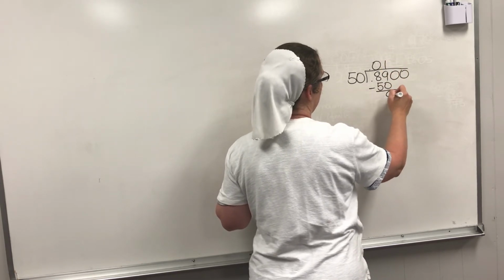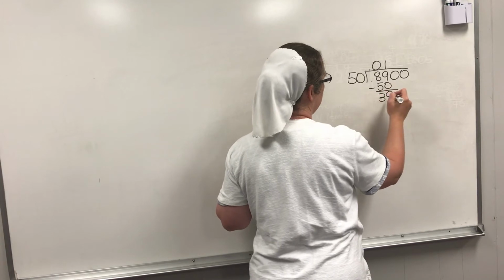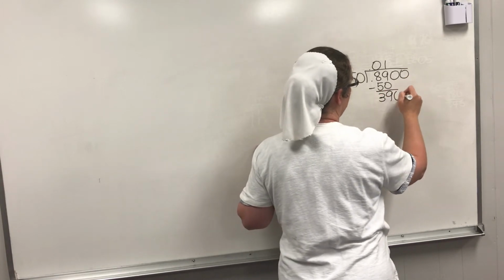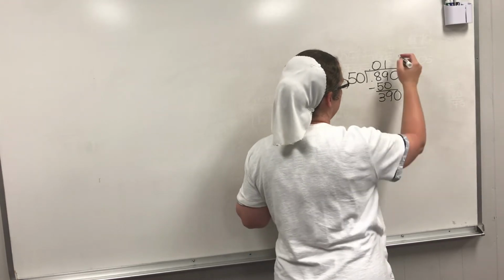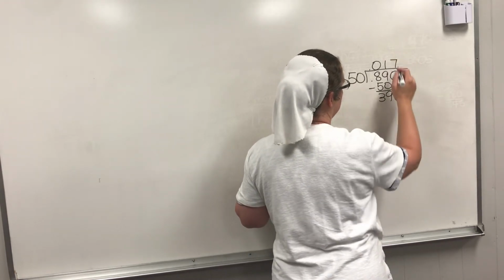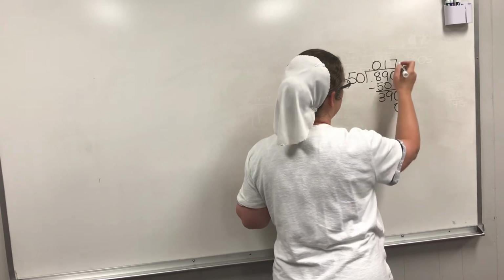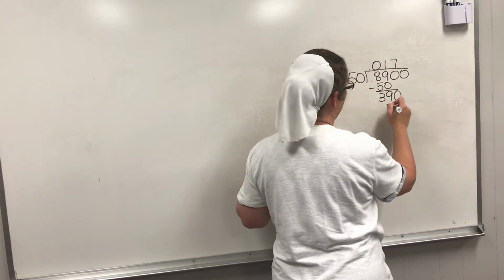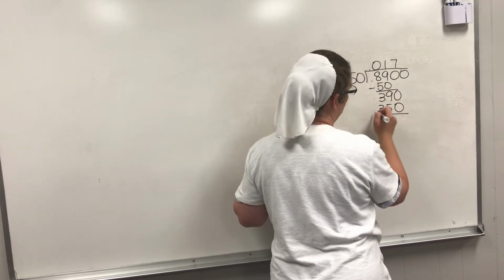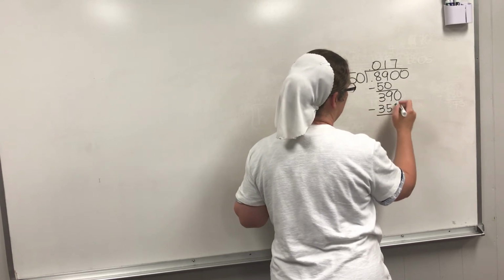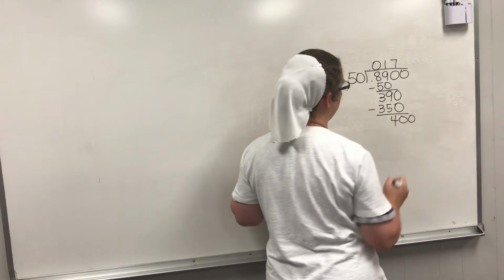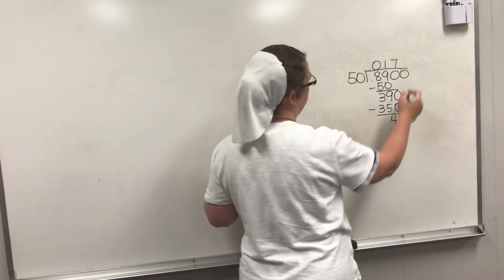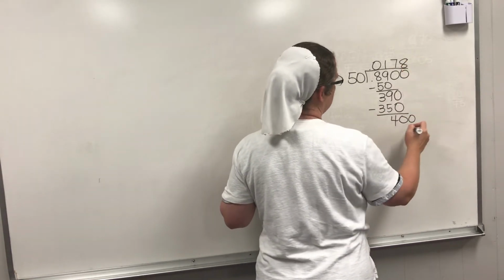We will subtract. 8 take away 5 is 3. Drop your 0 down. 50 goes into 390 7 times. 7 times 0 is 0. 7 times 5 is 35. We will subtract. 9 take away 5 is 4. Again, drop your 0 down. 50 goes into 400 8 times.